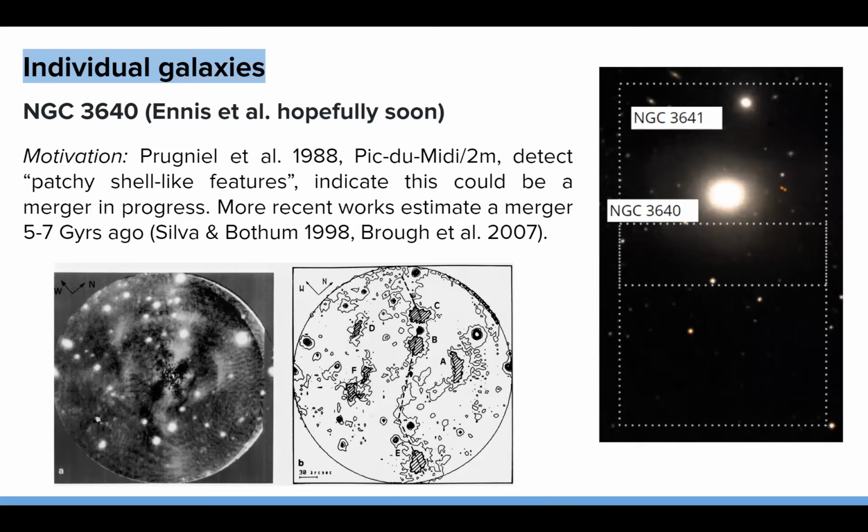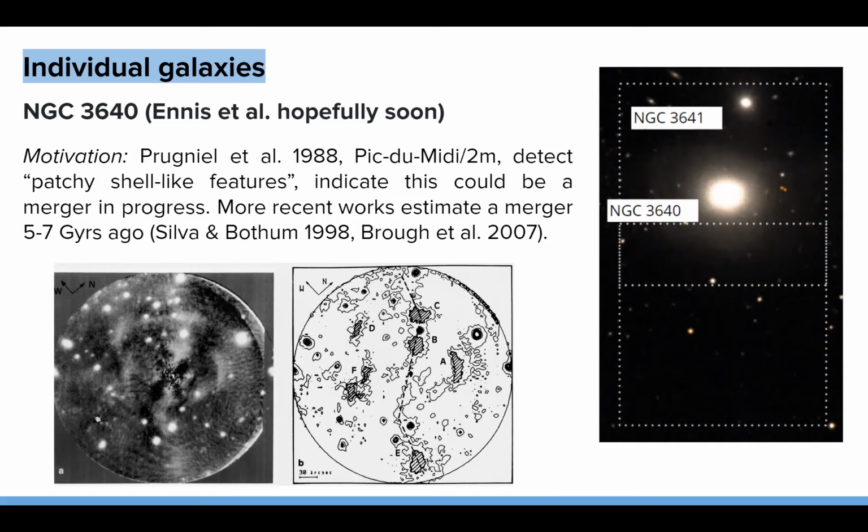But we looked at this galaxy because there's a work by Brunel and collaborators from the 80s where they looked at this galaxy, for some reason using a 2-meter telescope, big humidity. If you see that first image over there, that's the image of the galaxy, but the surface brightness profile has been subtracted. What they find once they take out the surface brightness profile is a bunch of structures, we call them patchy shell-like features, and they associate all of the structures in the low surface brightness with a merger that could be in progress.